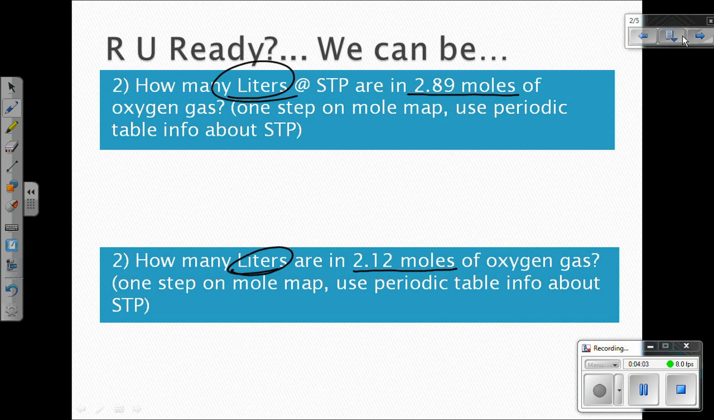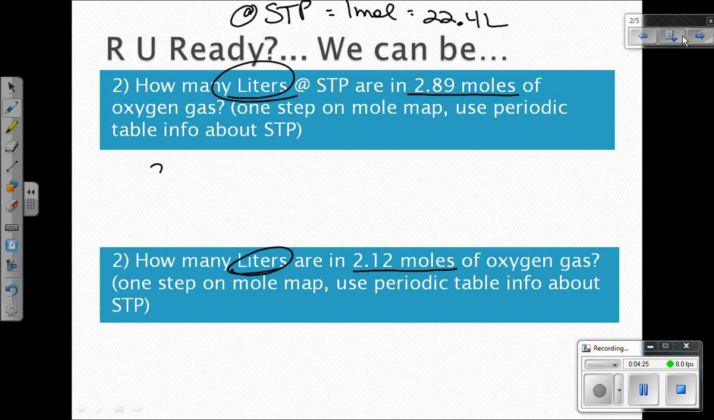Now, if you look at your periodic table formula chart, it tells you that at STP, which is standard temperature and pressure, 1 mole is equal to 22.4 liters. That's what you need to know. That's one of the 3 major conversions that you're expected to know for the test.